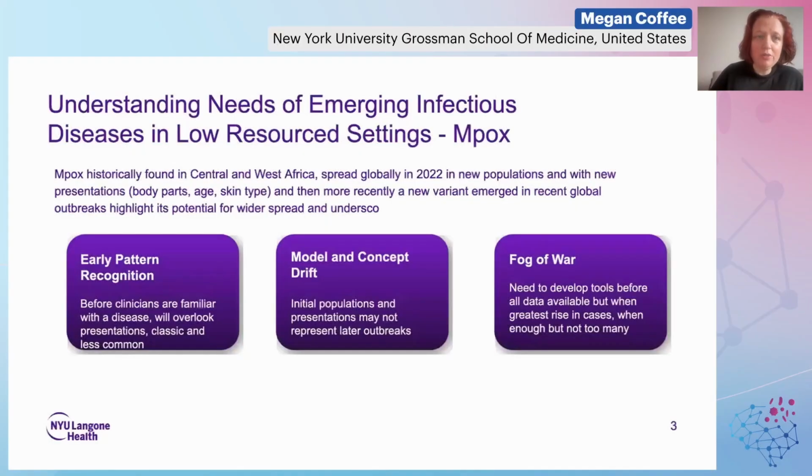So, I'm going to first talk about the fact that this is really a use case, an important example of understanding what we need to know in order to have AI and machine learning work for emerging infectious diseases in low resource settings. Mpox, as we know, is a disease that has been endemic in areas for over 50 years, obviously much longer. And it then spread suddenly in 2022 in new populations, new body parts, ages, skin types, with images that were quite different than seen before.